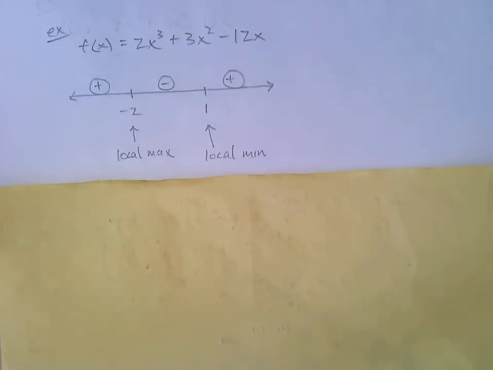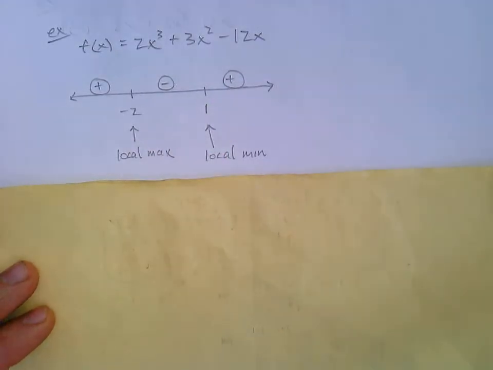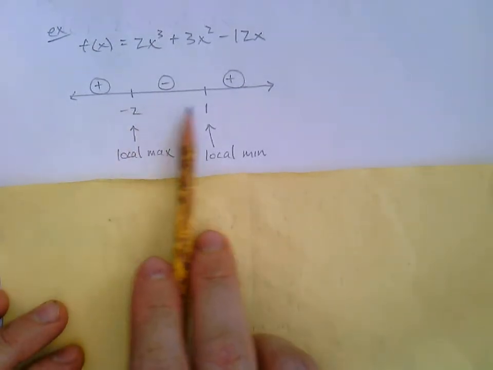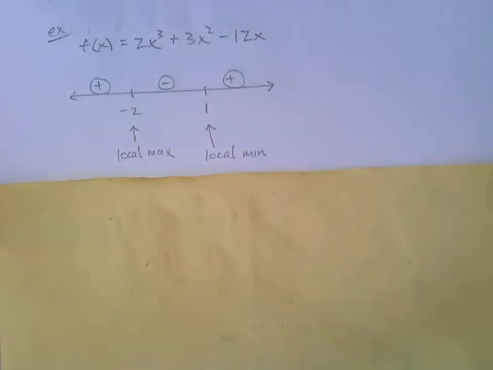So just like that, boom. Going up, going down, that's a max. Going down, going up, that's a min. And we're not quite done. There is some number crunching. We need to find the y coordinates. These are the x coordinates. We need to find their y coordinates.